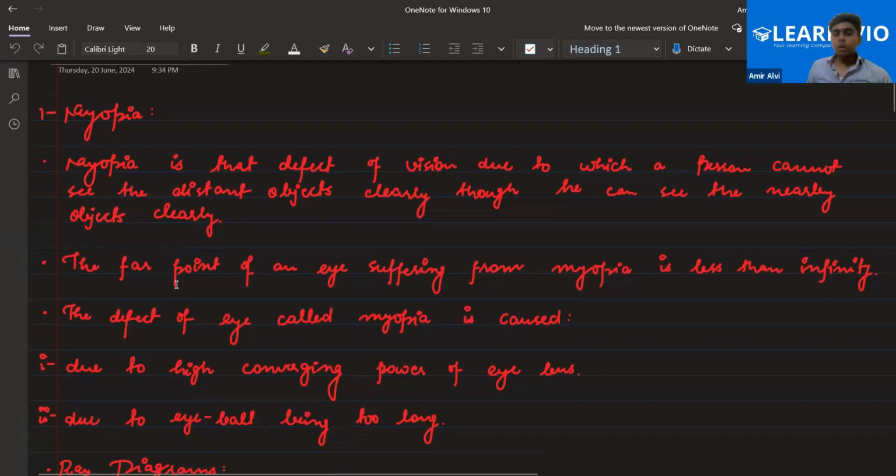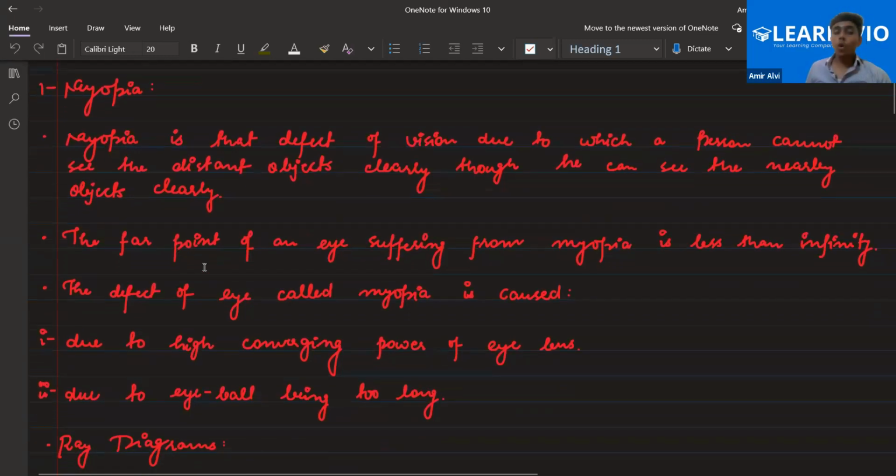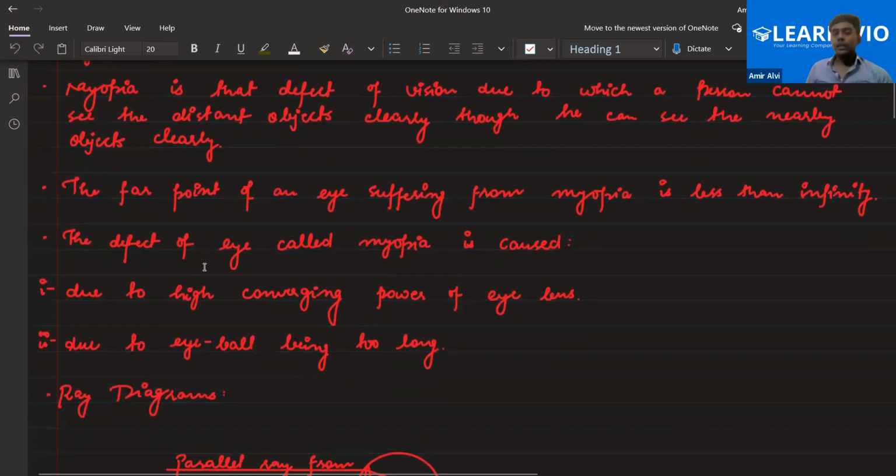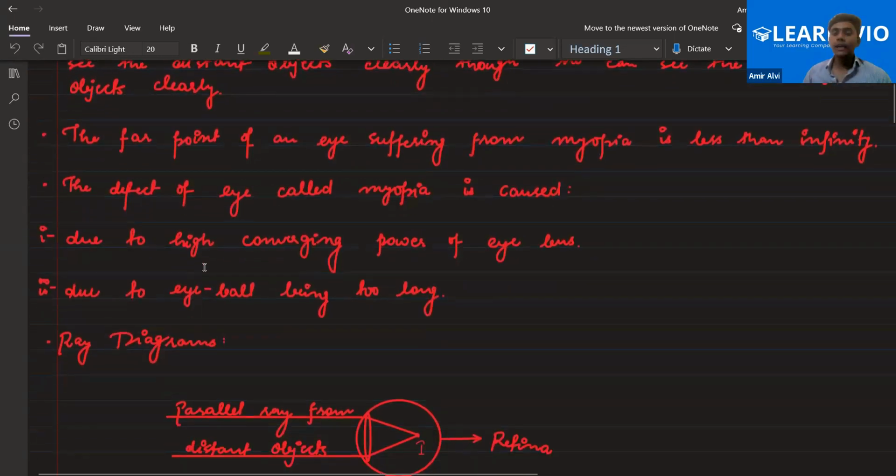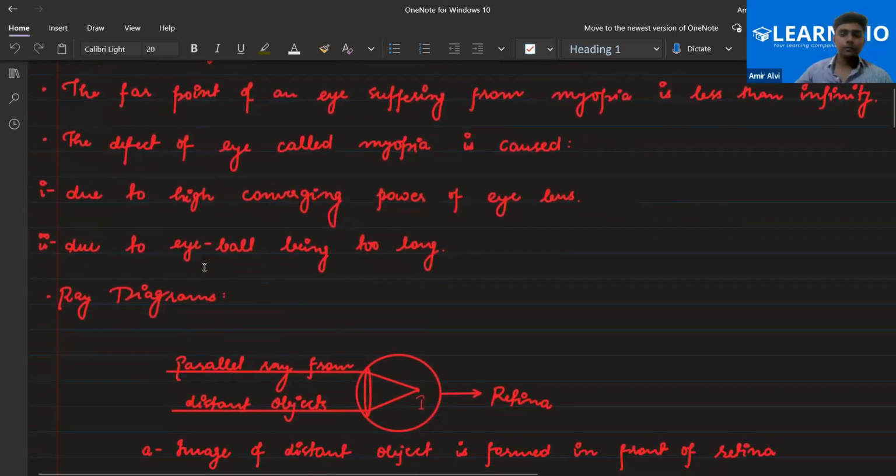So then let's talk about it. The defect of vision called myopia is caused by two major factors. Apart from them, it could be genetics, screen time or anything else due to weakness, but the major causes are these two. The first is the high converging power of the eye lens. It means that the lens will become thicker, and due to that, the eye lens will converge the rays at a shorter distance, in front of the retina. Clear? Yes.